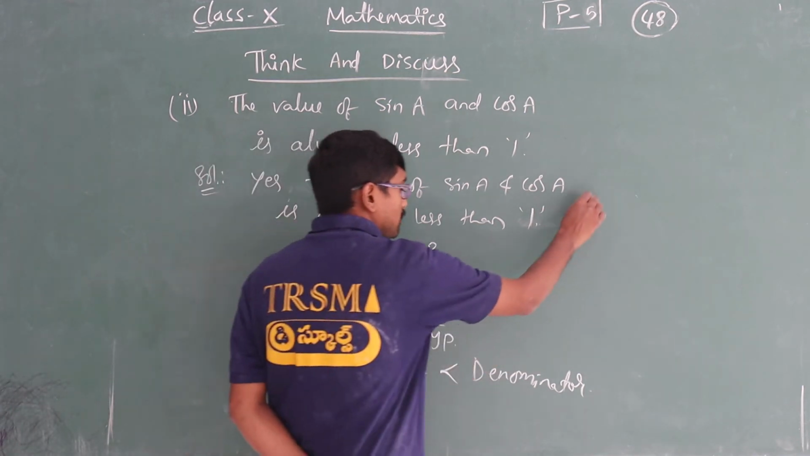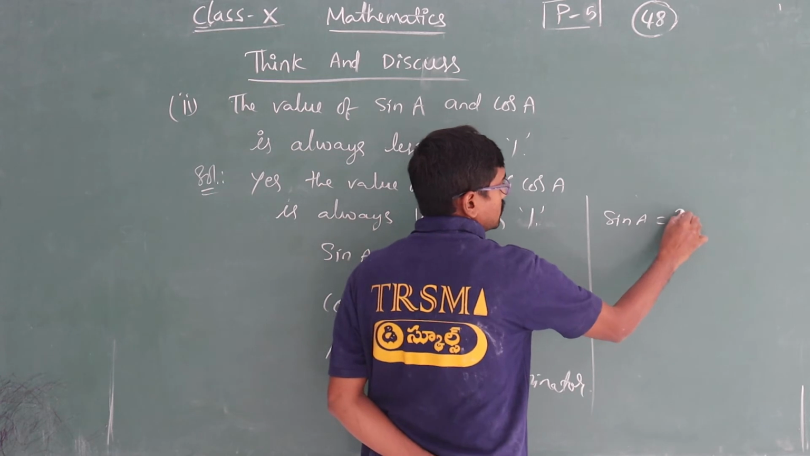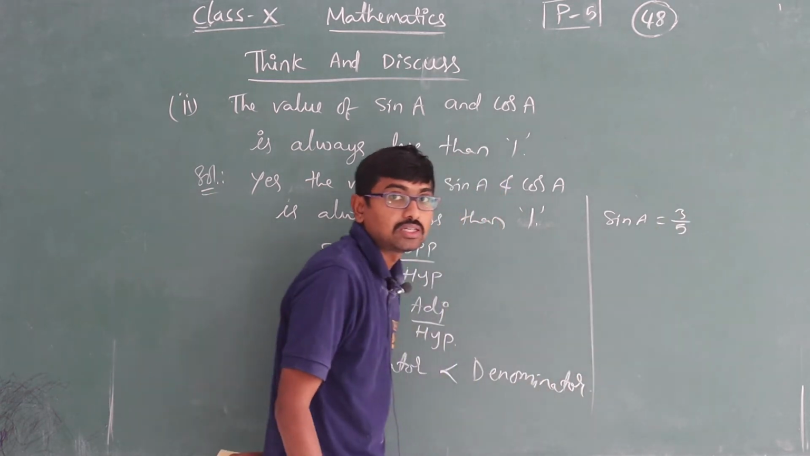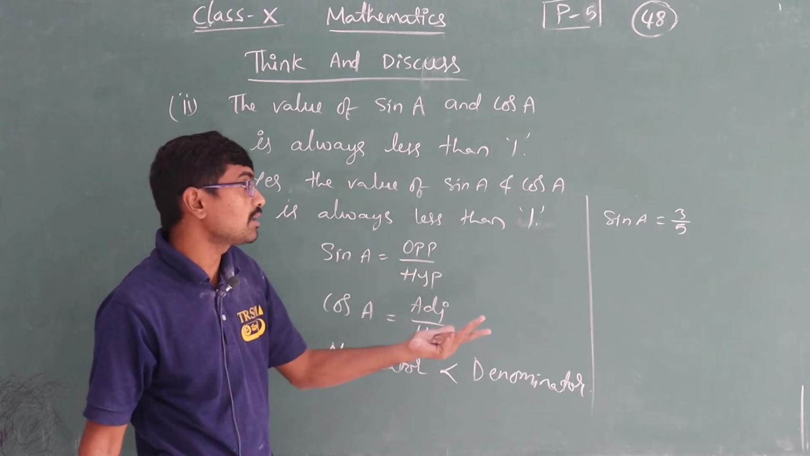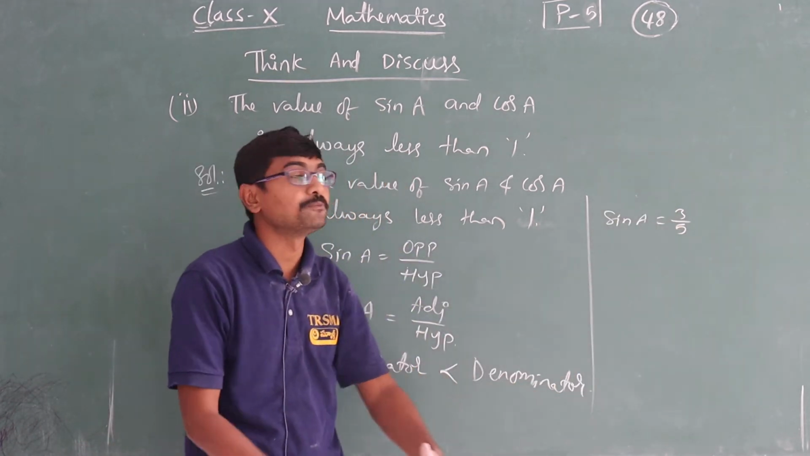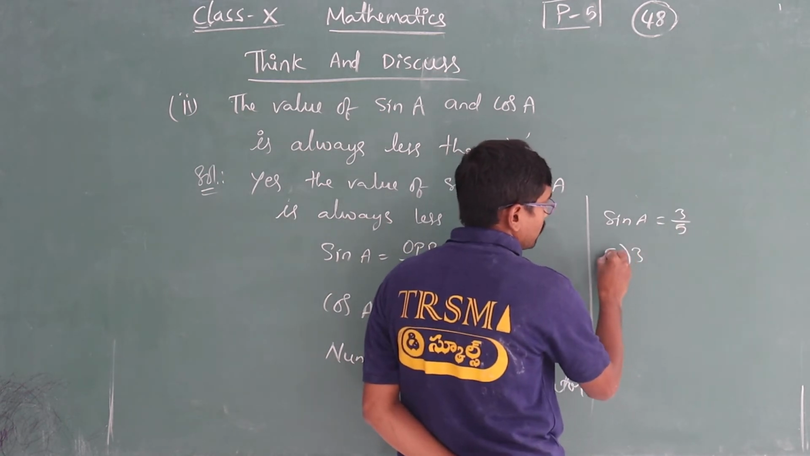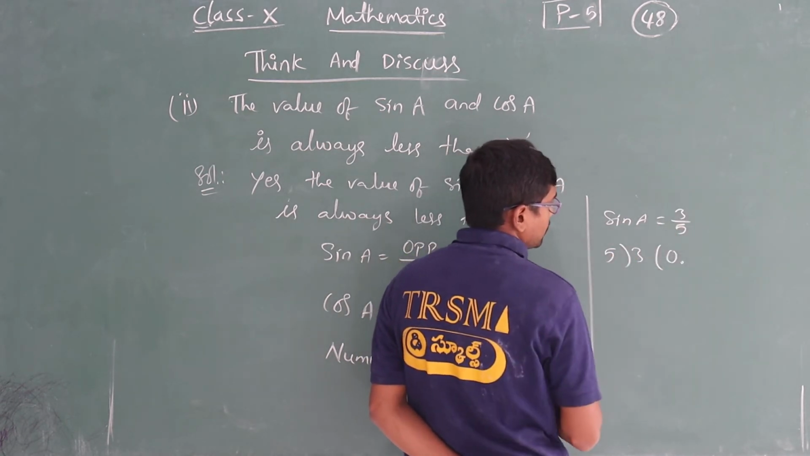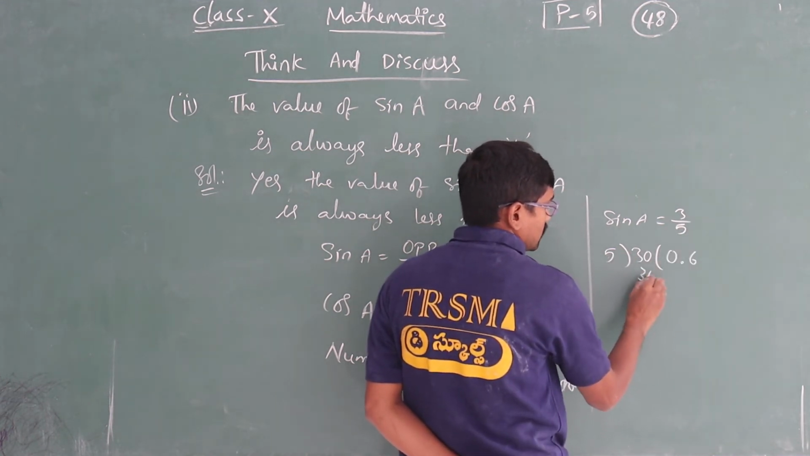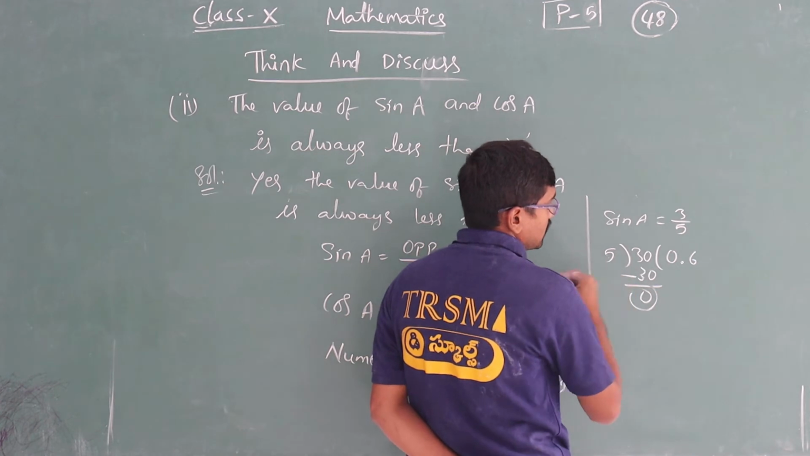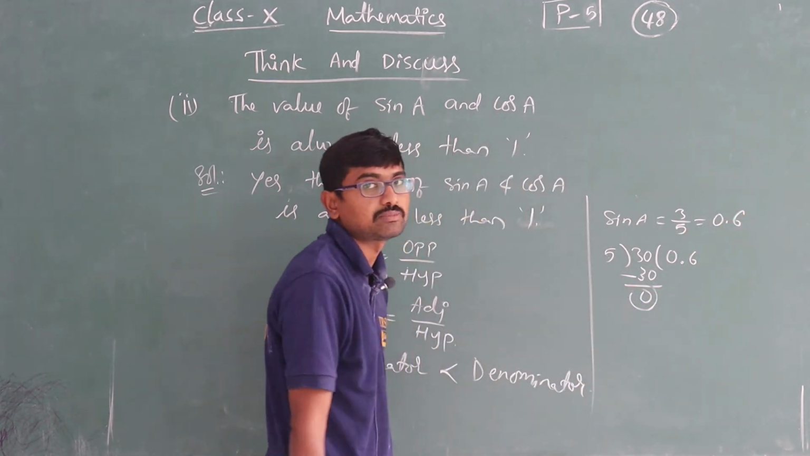So let us take an example. If I take sin A is equal to 3 divided by 5, is it possible or not? See here, the hypotenuse is the bigger one, so in the denominator it should be the bigger number. If I divide 3 by 5, you'll get 0.6 if I convert it in decimal form.